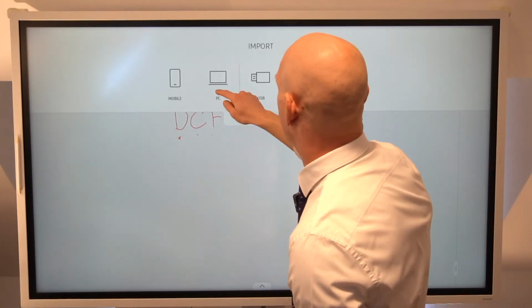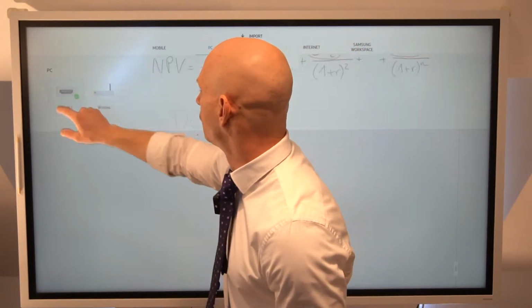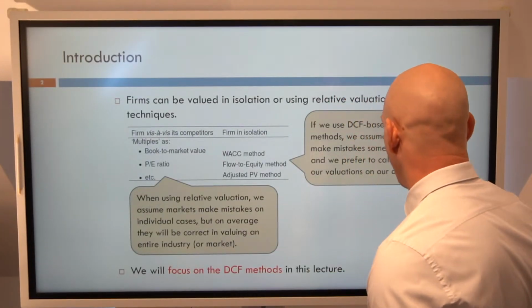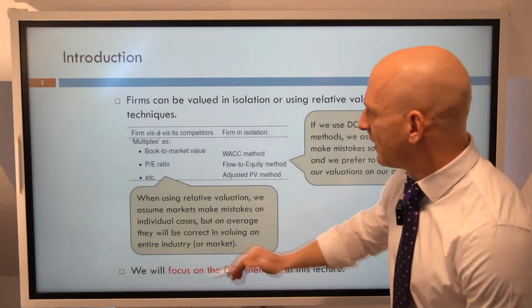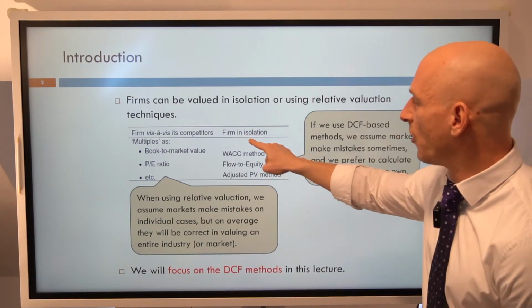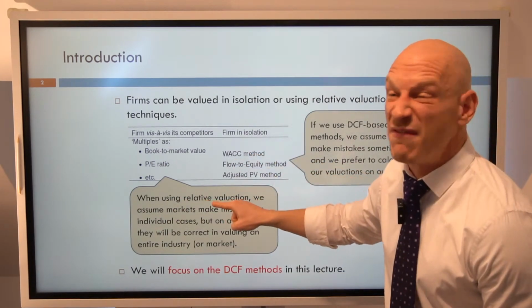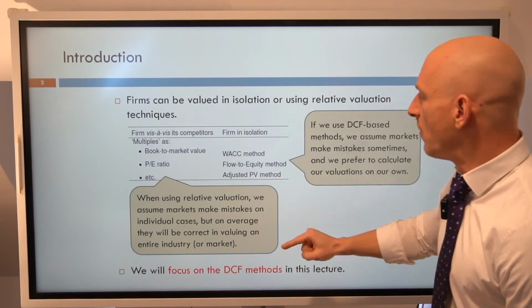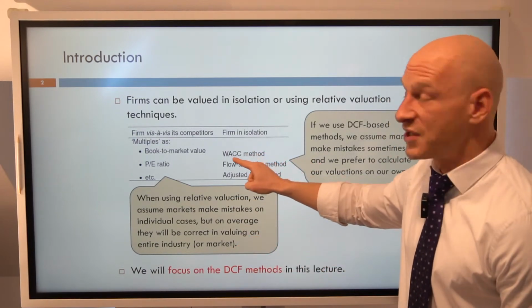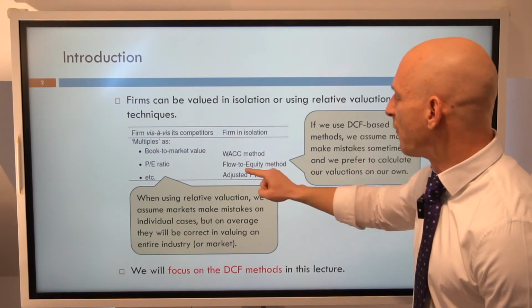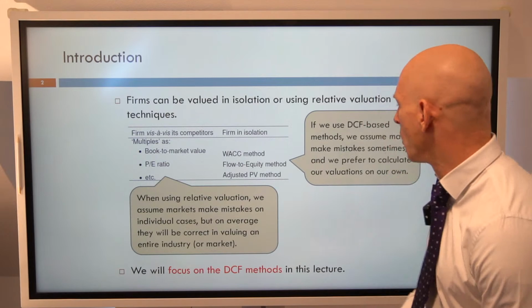Okay, let me open my slides again. So there we go. All right. So like I said, this is not something that we're going to discuss. The relative valuations, we will zoom in on trying to evaluate a firm or a project in isolation. We will look at the WACC method. You will see this is exactly what we have done so far. Very little new here. Flow to equity and adjusted present value.